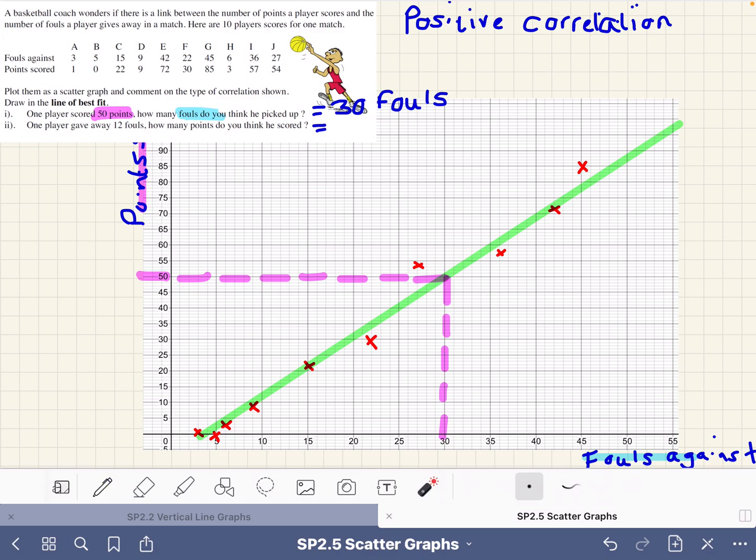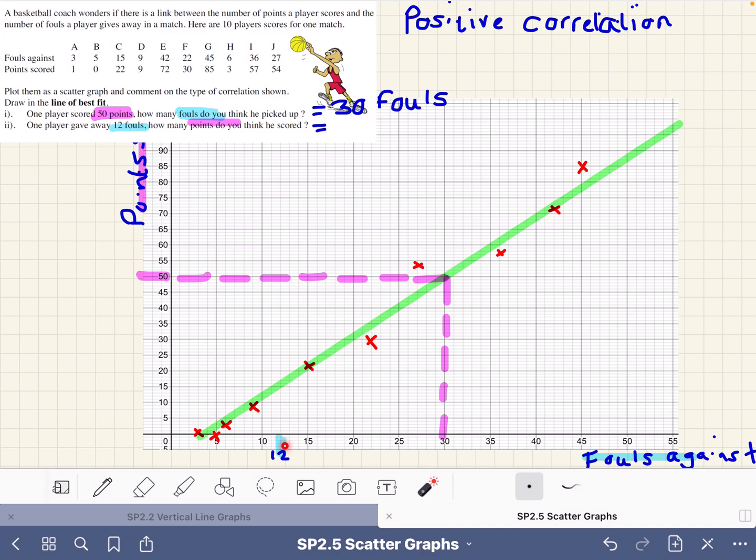Press pause and see if you can work out how many points would a player who gave away 12 fouls score. So our first job is to identify this 12 fouls on our x-axis. That would be here. We would like to work out how many points we think that player may score. We use our line of best fit to help us do that.